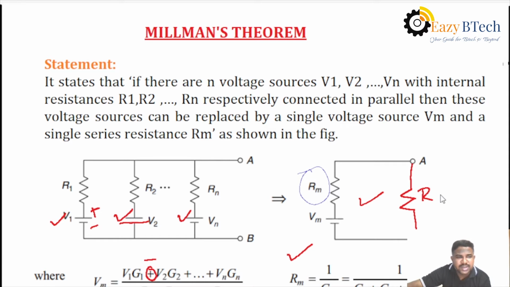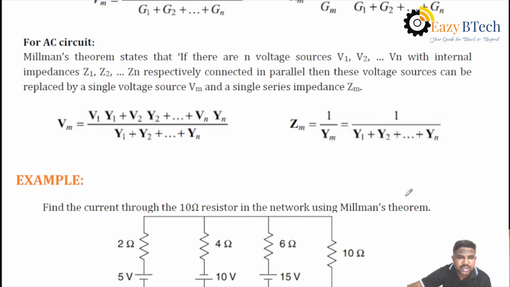Suppose the problem is given, for example, for an AC circuit. For an AC circuit, all elements are in the form of impedances. Then the reciprocal of impedance, that is 1 by Z, is nothing but the admittance Y. That's why Millman's voltage and Millman's impedance can be found in the form of admittances Y.